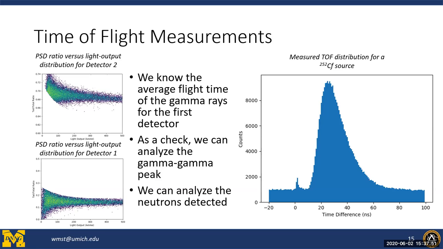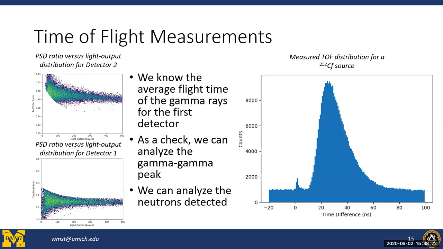Something else to note for these measurements is that we have a continuum across the response. This is a combination of chance scattering with background and room return, and with the source itself. These are uncorrelated events where a gamma ray or neutron can scatter off in the room, come back, and happen to interact with our detector when we have an interaction in our first detector.